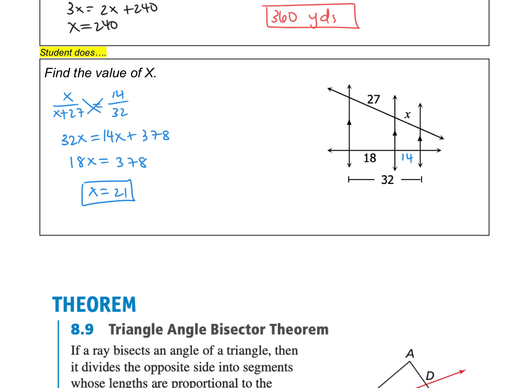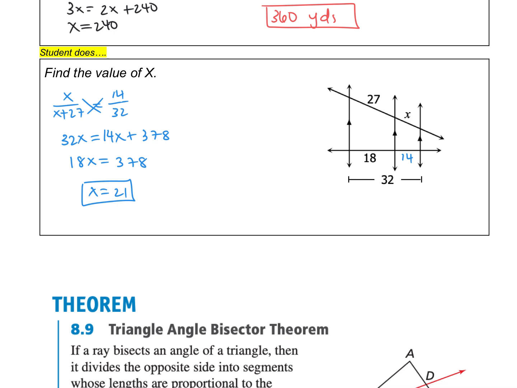Okay. So, Marin, I believe what you probably did is x over 27 is equal to 14 over 18. No. What did you do? 18 over 32 is equal to 27 over x plus 27. Oh, great. I love that. Not even going to talk about the other way then. Yep, that works. Beautiful.